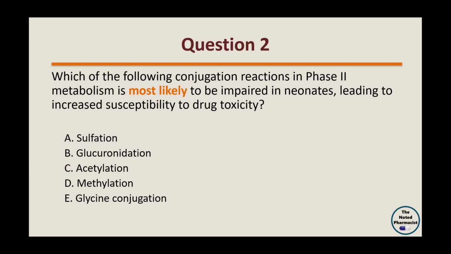Question 2. Which of the following conjugation reactions in phase 2 metabolism is most likely to be impaired in neonates, leading to increased susceptibility to drug toxicity? Option A, sulfation. Option B, glucuronidation. Option C, acetylation. Option D, methylation. Option E, glycine conjugation.